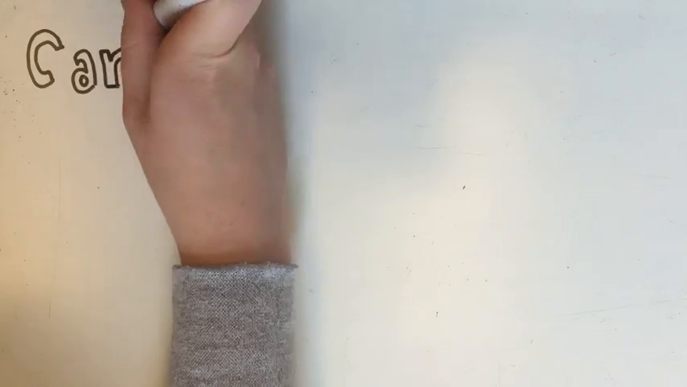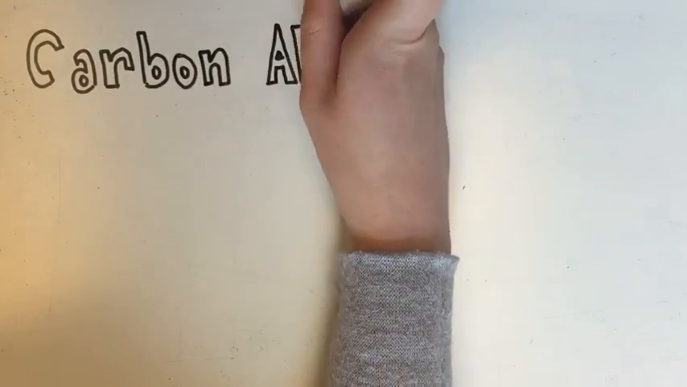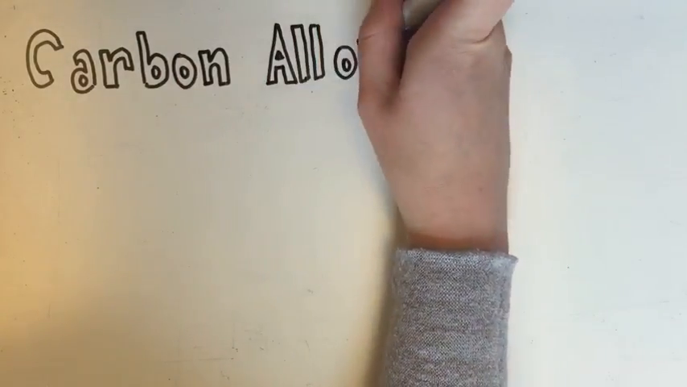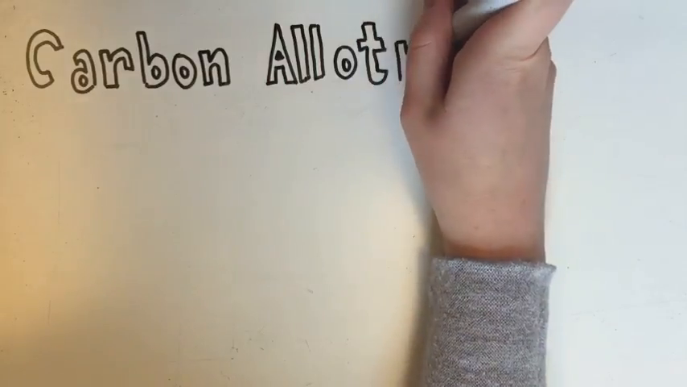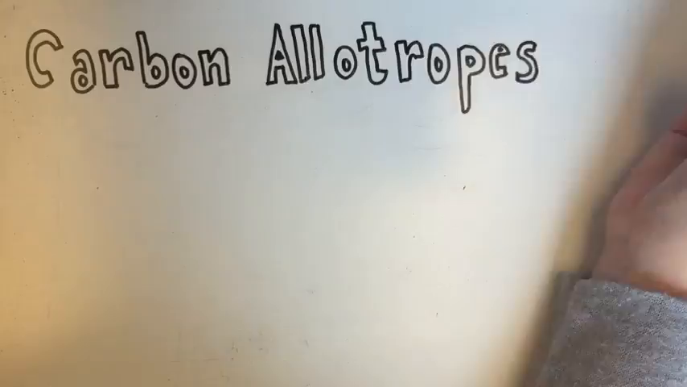Hello and welcome to this exciting installment called Carbon Allotropes. Today we're going to be talking about the amazing element carbon and some of the different substances it makes up, like graphite and diamond.